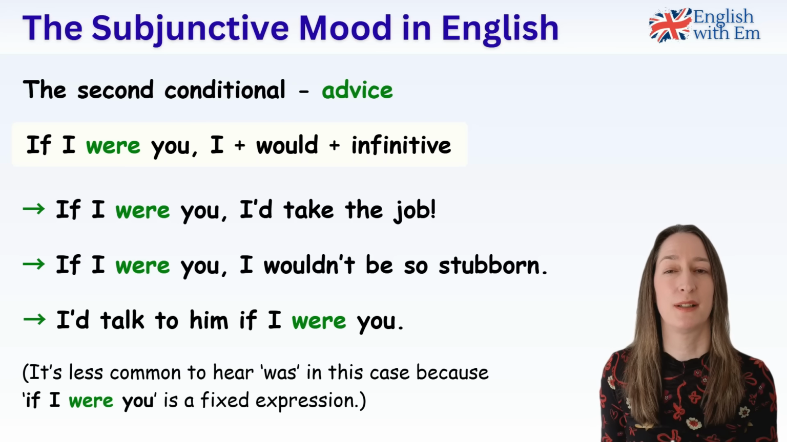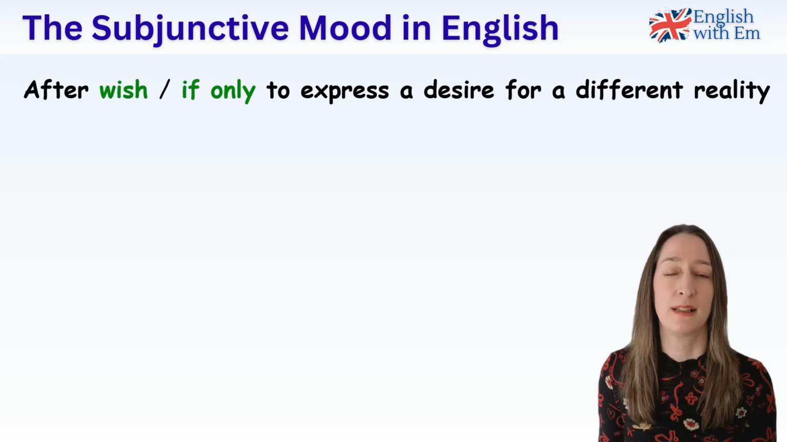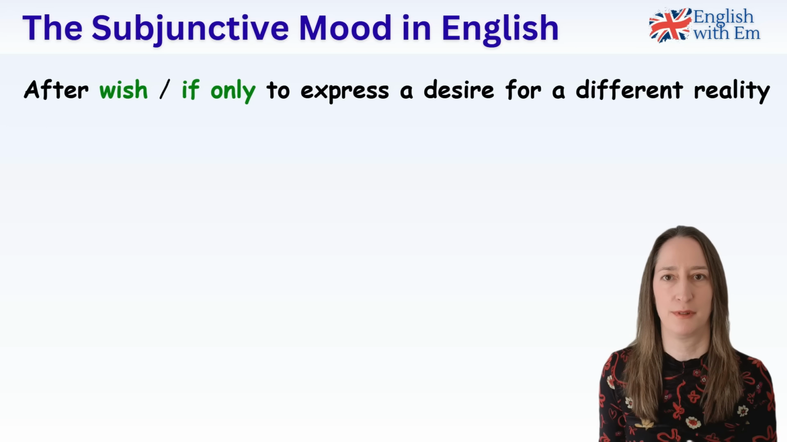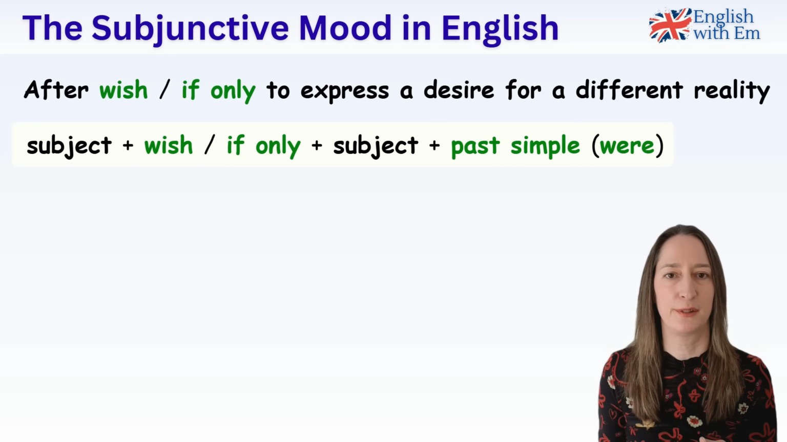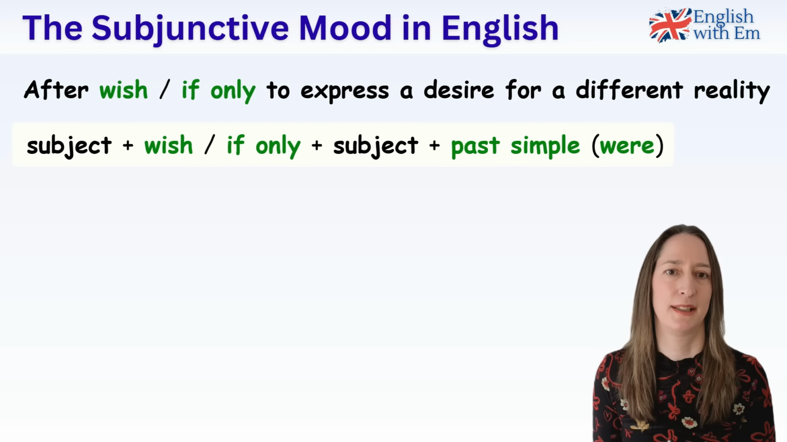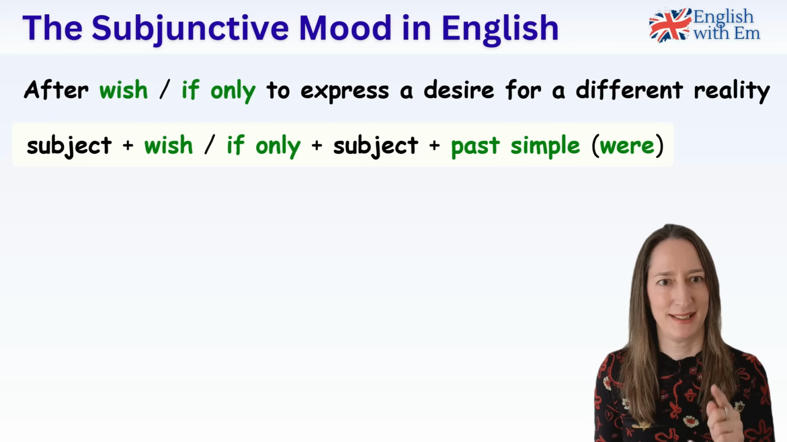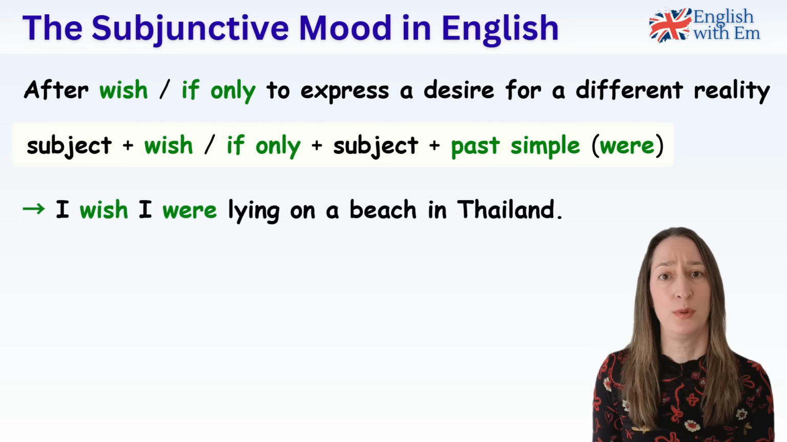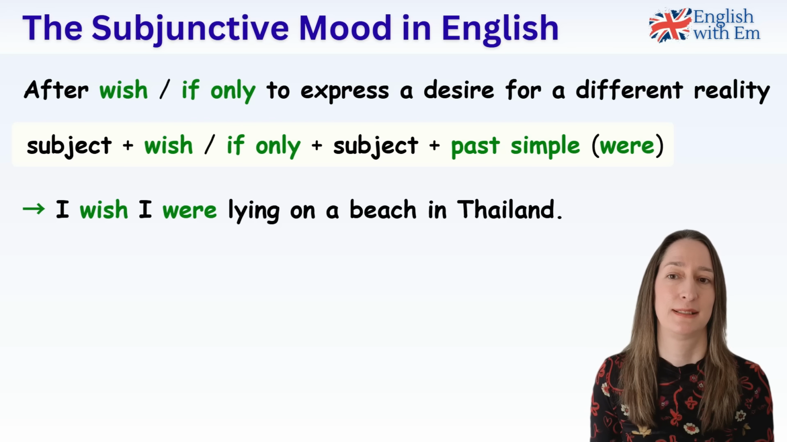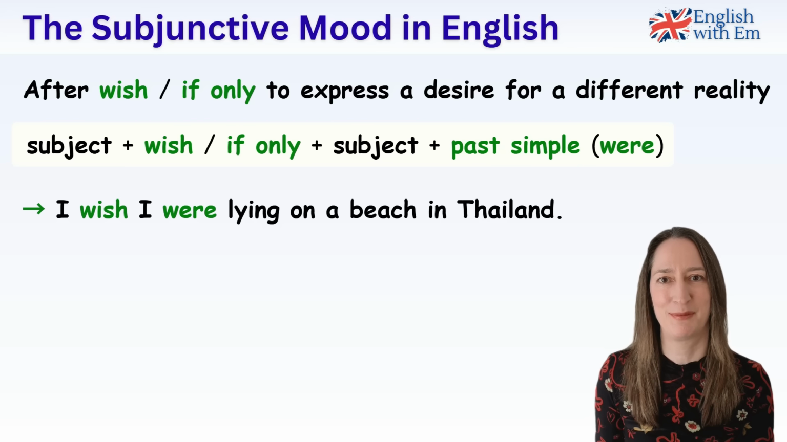The final use of the past subjunctive that we're going to look at is after wish, or if only, to express a desire for a different reality. Think a parallel world. The structure looks like this. So wish or if only is followed by the subject and then the past simple form of the verb. And if that verb is be, then we use were for all subjects. I wish I were lying on a beach in Thailand. So I'm not lying on a beach in Thailand. I'm sitting at home recording a video.